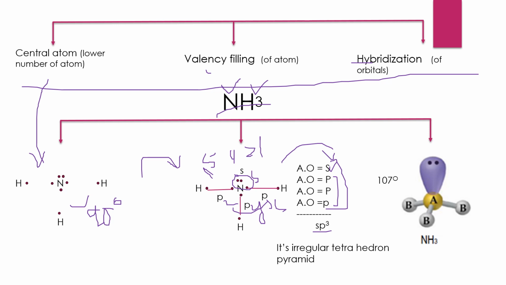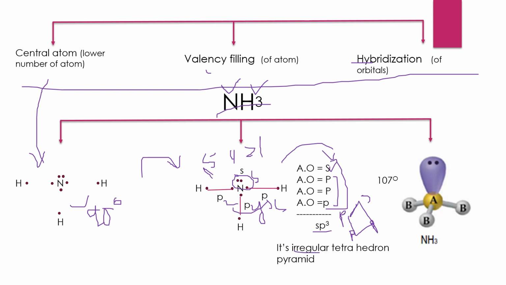It's an irregular tetrahedron, because we know that if there is a form of sp3, it will be something like this: S, then P, then P, and then P. As in the previous lecture, I have shown you the structure of the kite. So it will be sp3, but this structure would be a tetrahedron and irregular.